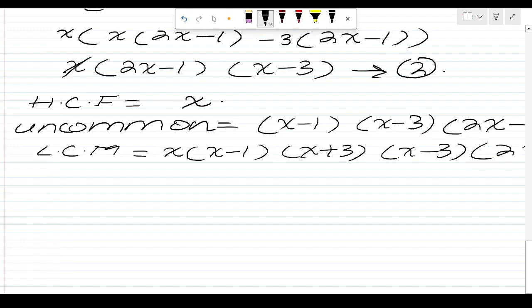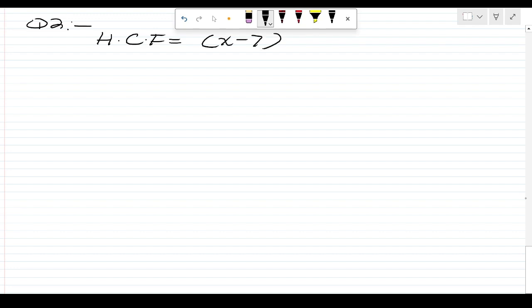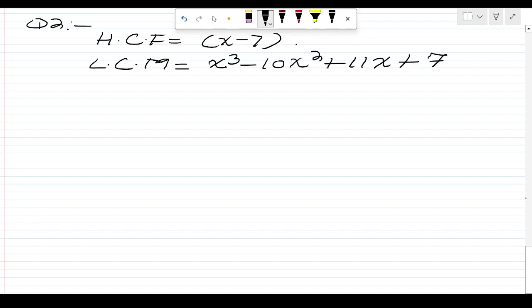Now let's move on to question number 2 and see what it states. In question number 2, if the HCF and the LCM of two polynomials are given respectively, then you need to find the product of two polynomials. They're basically saying that we have two polynomials and the HCF of the first polynomial is given and that is x minus 7. And then we have also given the LCM, which is equal to what? That is equal to x cubed minus 10x square plus 11x plus 70.